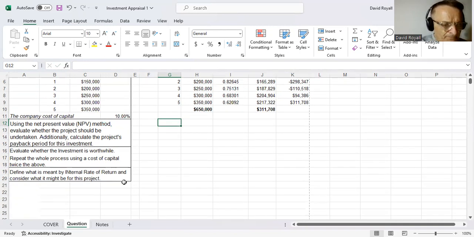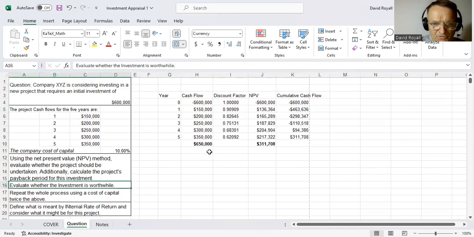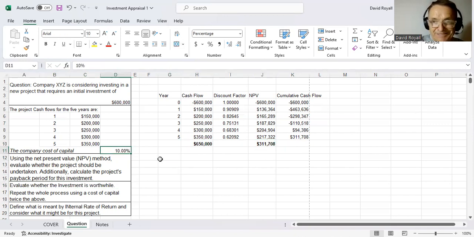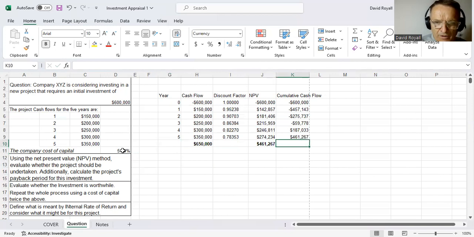Okay, well, there we have it on that. It does say evaluate whether the investment is worthwhile. Well, certainly on the basis of net present value, and providing this is a real figure and it stays like that, if the interest rate goes down, let's see what happens. Then the return is even more. So this is where the subjective judgment is needed. Is the company's cost of capital stable or not?